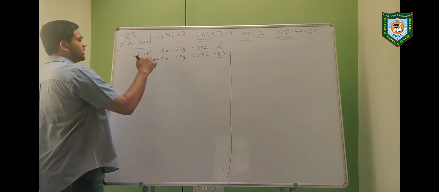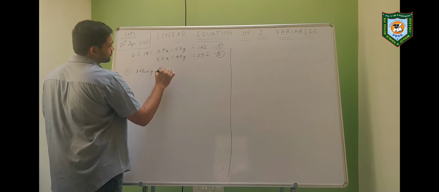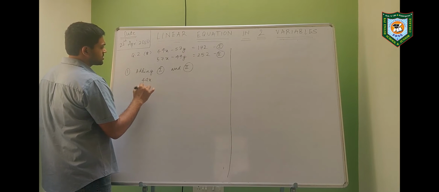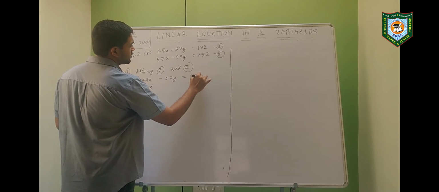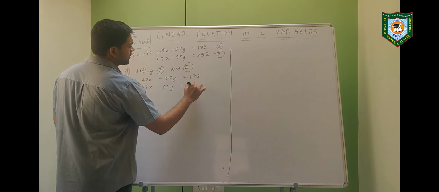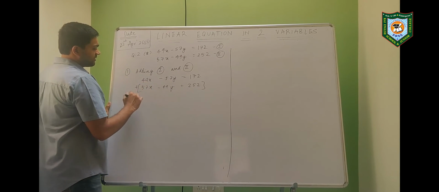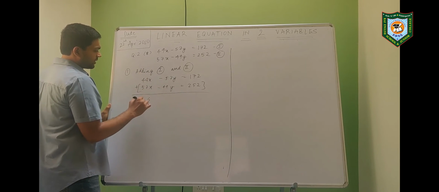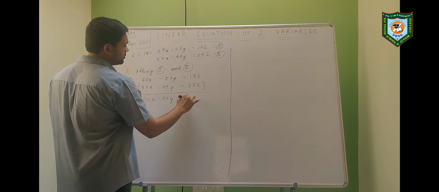Now, adding equations 1 and 2 for step 1. I get 49x plus 57x minus 57y is equal to 172 minus 49y is equal to 252. Plus sign does not change any other signs. 9 plus 7 is 16, 6, 1 carries over. 4 plus 5 is 9 and 1 carried over, that is 10, so this is 106x. Similarly here I'll have 106y is equal to 424.